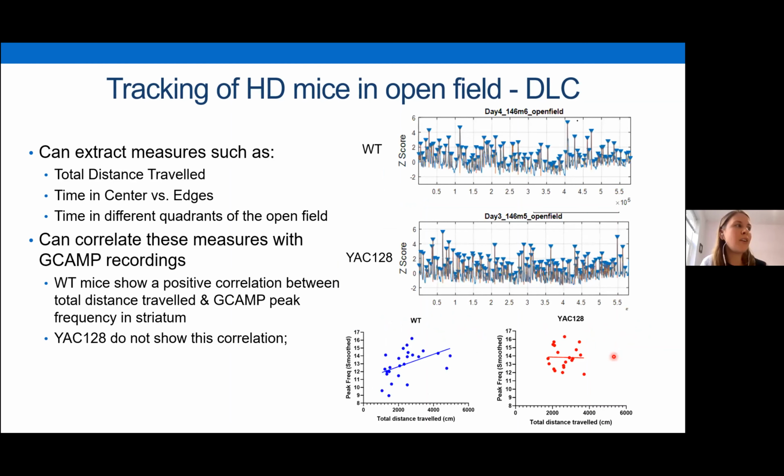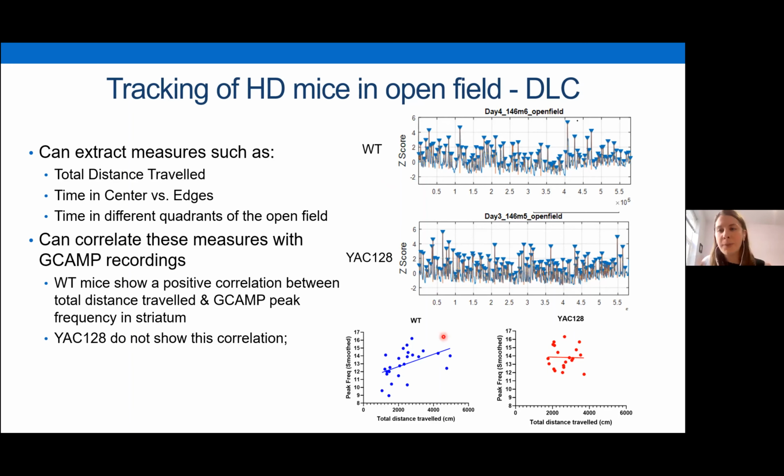And then I also have correlated these measures with the GCaMP recordings in the striatum. So this is an example of a wild type recording and a Huntington mouse recording. I'm using MATLAB and the peak finder in MATLAB to identify all of the peaks in the GCaMP recording. What I'm trying to show here is that in this example from a Huntington mouse, there's actually a higher peak frequency while they're exploring the open field compared to the wild type example.